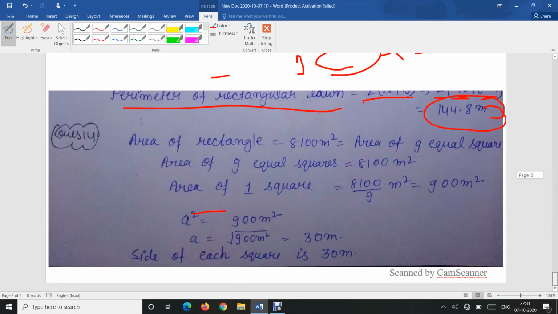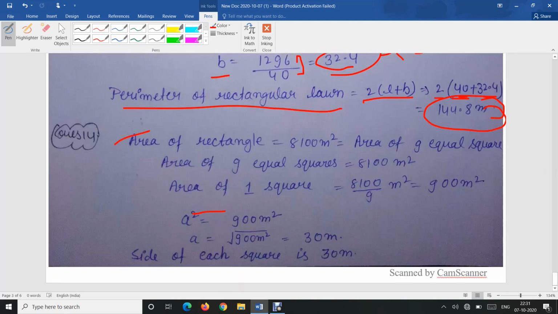So see the solution for this question also. The area of the rectangle is given, 8100 meter square, and there is one more thing given, that the area of the rectangle is equal to the area of 9 equal squares. That means the area of 9 equal squares will also be equal to 8100 meter square. So the area of 1 square will be less than that, so you can divide 8100 by 9, so it will be equal to 900 meter square, because 9 ones are 9, 9 nines are 81 and 00, so 900 meter square.